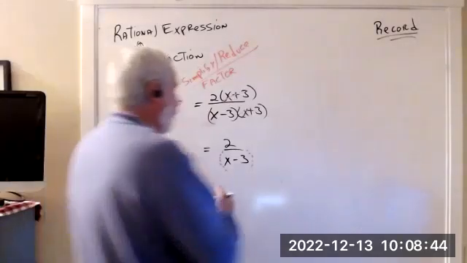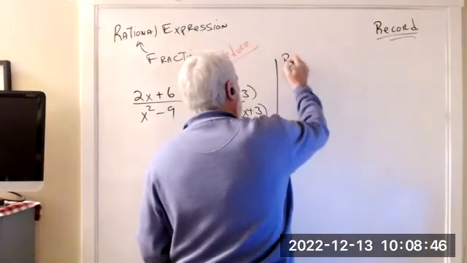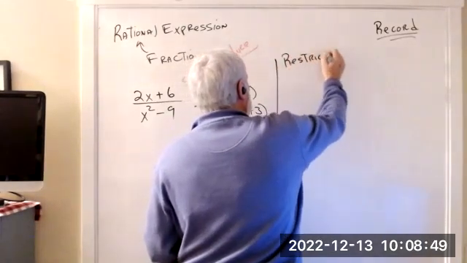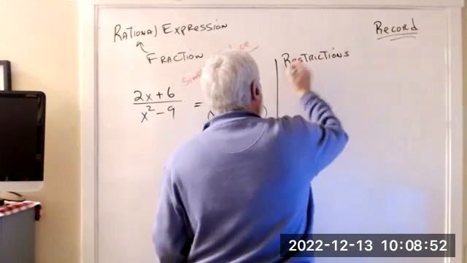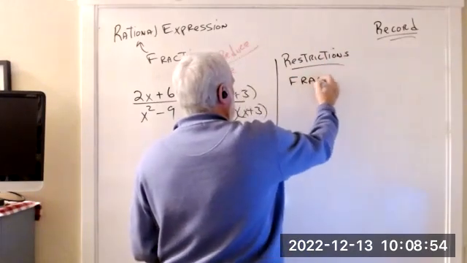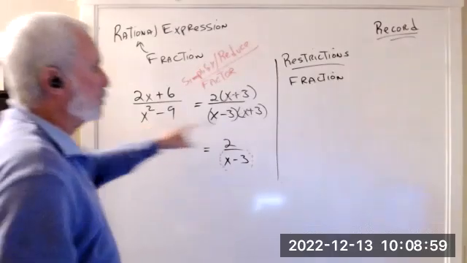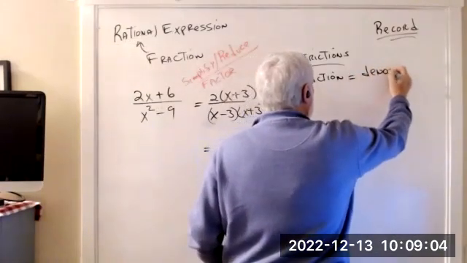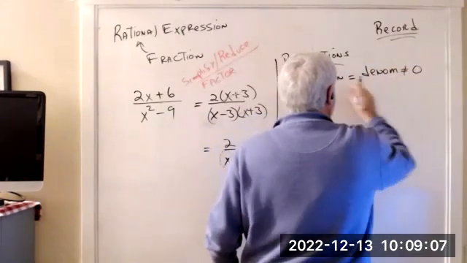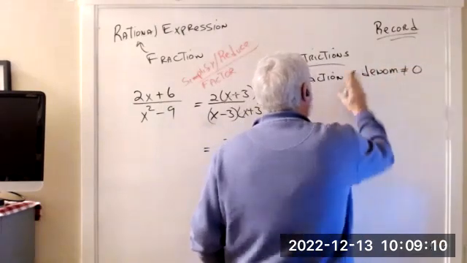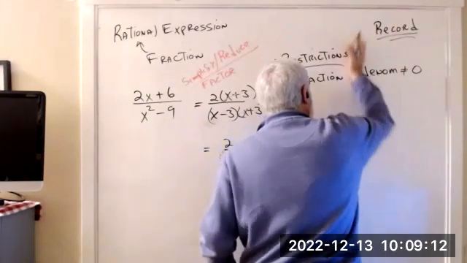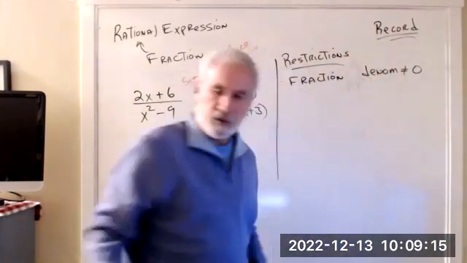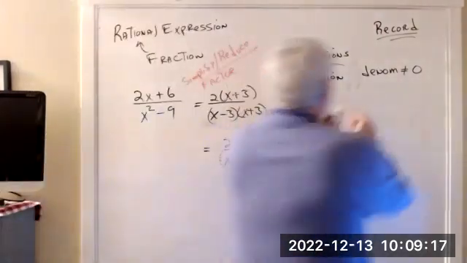Off of that, we also talked about restrictions. And because this is a fraction, very important, this has a restriction that says the denominator can never equal 0. Okay. Let's erase. I just made it worse.